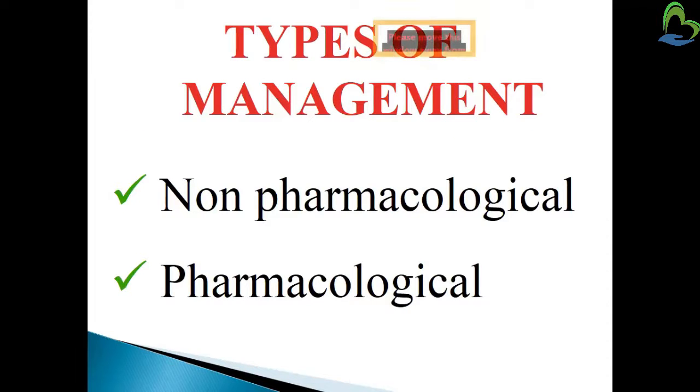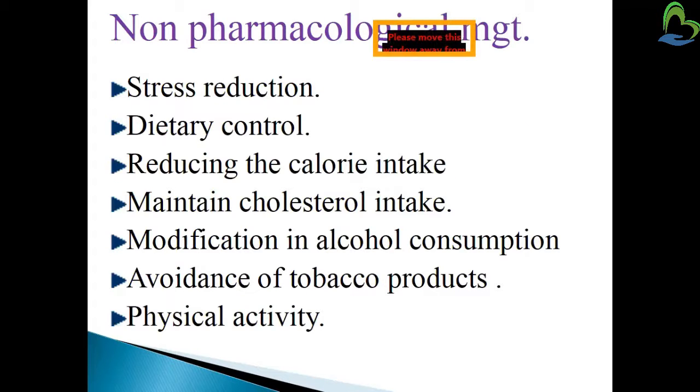So we have to see the non-pharmacological, that is conservative treatment, and pharmacological treatment. Non-pharmacological covers whatever factors were responsible for vasoconstriction and blood pressure raising, even release of the renin system. We have to keep a control on that. That includes stress reduction, dietary control, reducing calorie intake, managing cholesterol intake, modification in alcohol consumption, so addictive substances will not affect vasoconstriction. Avoid tobacco products as they contain nicotine, explained previously. Physical activities are to be managed.